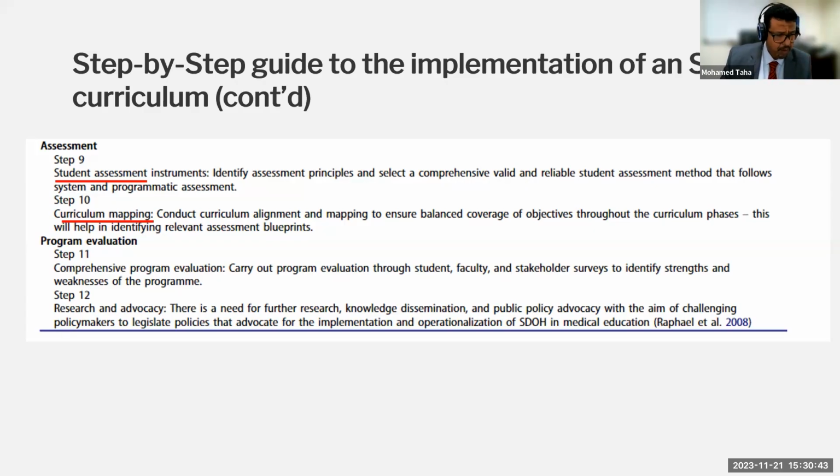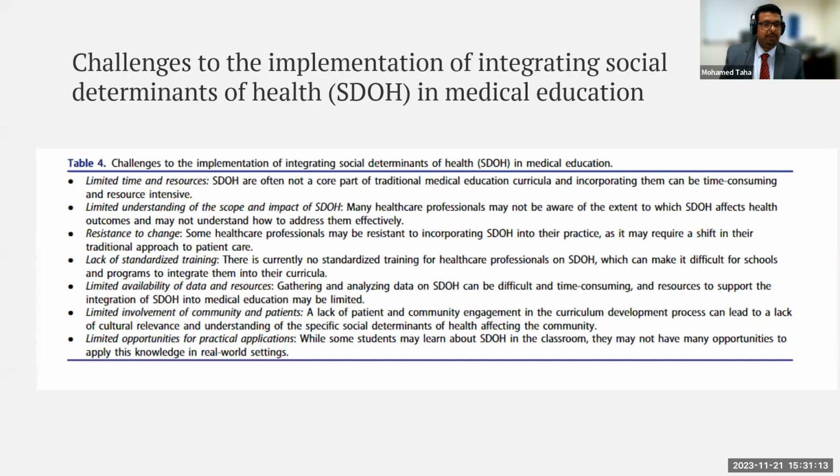Very important when we start planning, we have to consider the outcomes, and for the program evaluation, we have to use the appropriate program evaluation models by which we can conduct comprehensive program evaluations and make sure that we have this integration in a proper way. And also we have to work on research and advocacy for this social determinants.